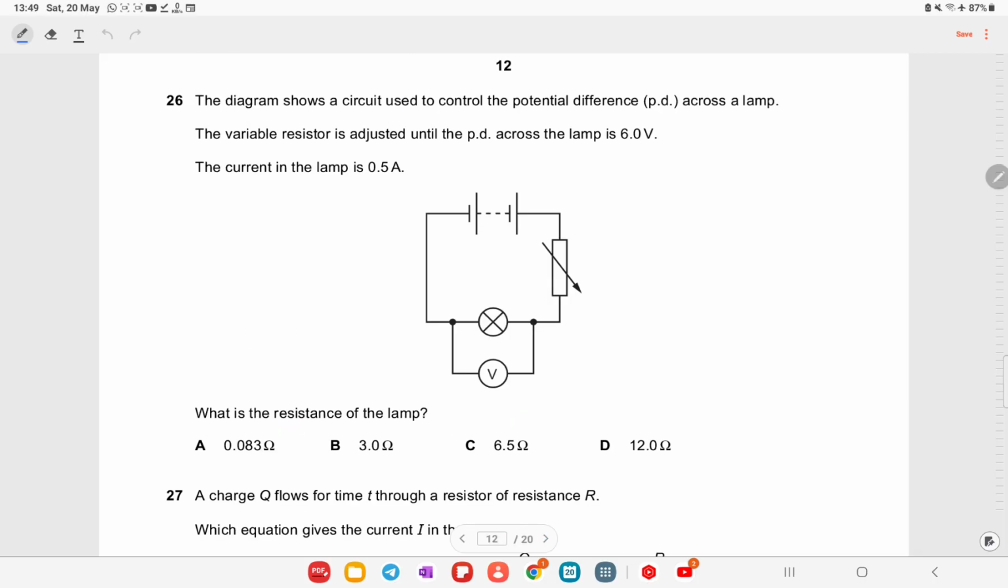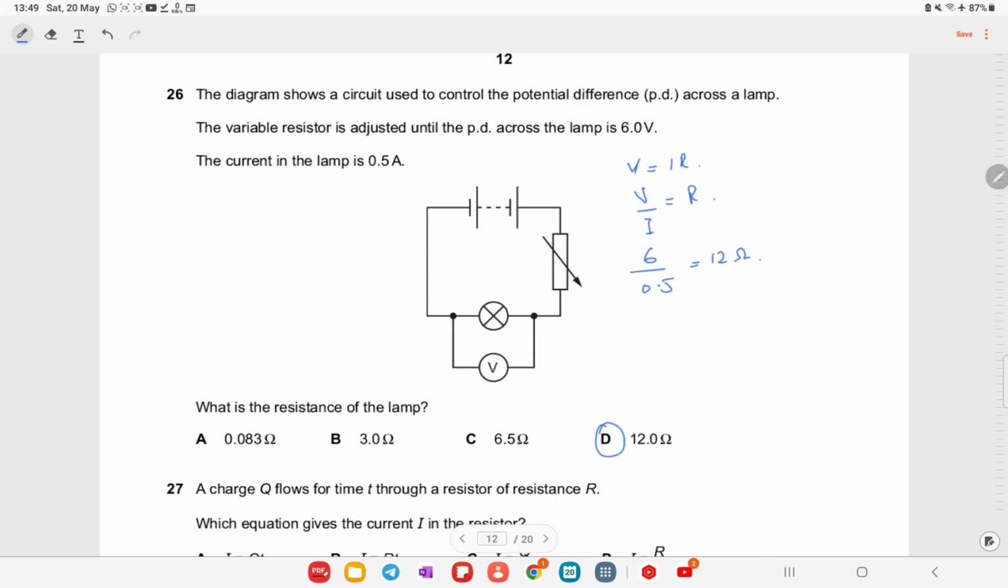The diagram shows the circuit used to control the potential difference PD across a lamp. The variable resistor is adjusted until the potential difference across the lamp is 6 volts. The current in the lamp is 0.5 ampere. So let's do this. V equals IR. We need to find the resistance. V divided by I equals R. R equals 6 divided by 0.5, which is 12 ohms, and the unit of resistance is ohms. So option D is going to be your right answer.